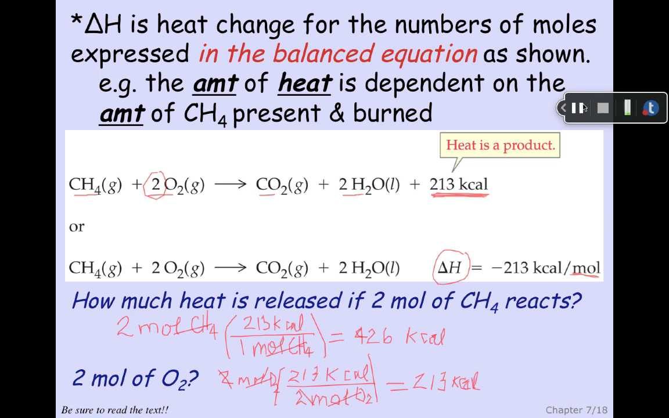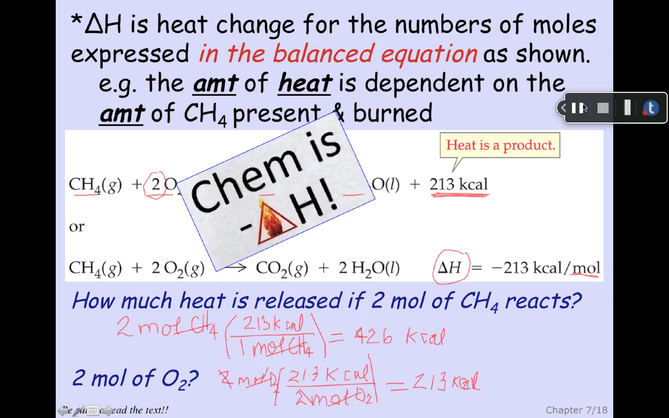No need to worry about sig figs in this reaction, in this particular statement. We'll let that one be. All right, chemistry is exciting. Gives off heat.